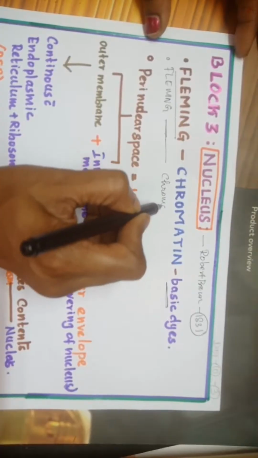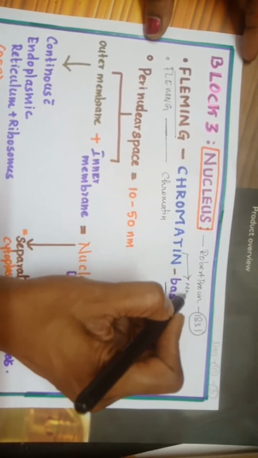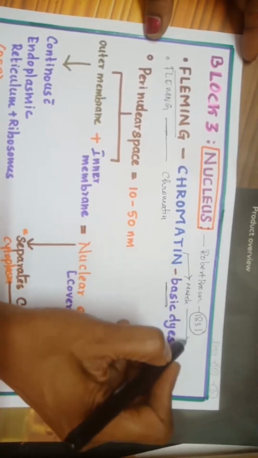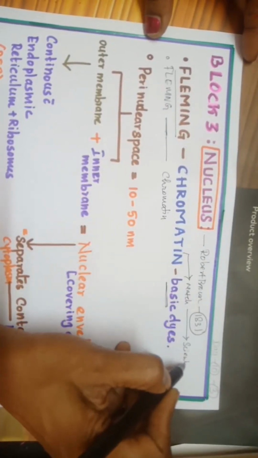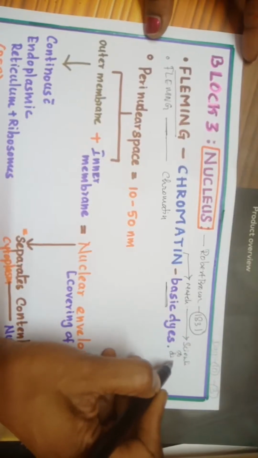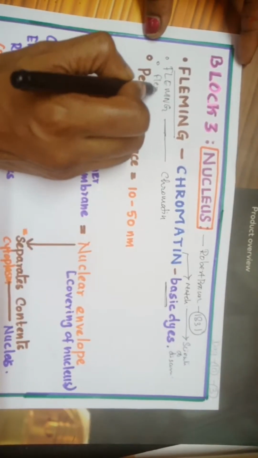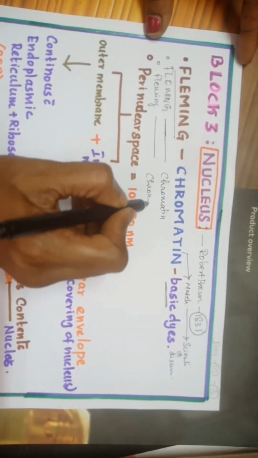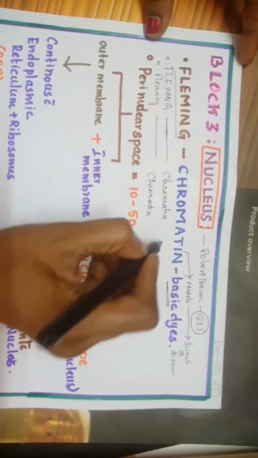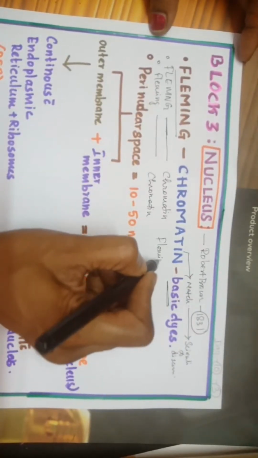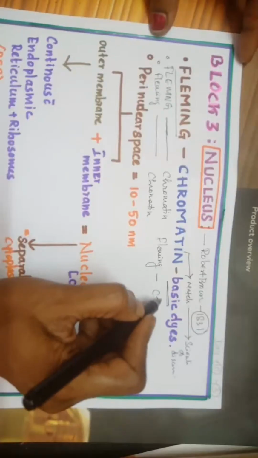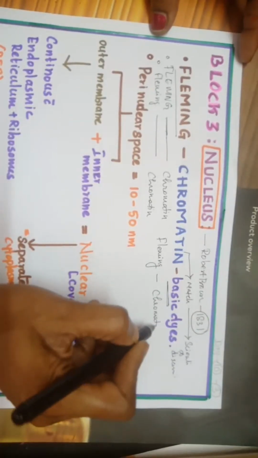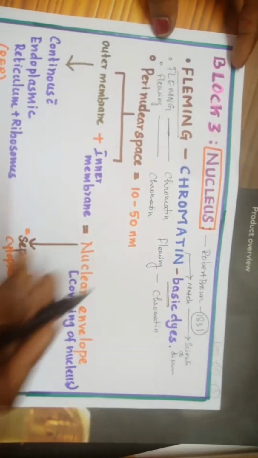Fleming, after staining the nucleus using basic dyes, named the material of the nucleus as chromatin. This can be asked as a match the following, where they give scientist and discovery. If you see Fleming, which answer do you choose? Chromatin. Fleming, chromatin. There is no shortcut to success.